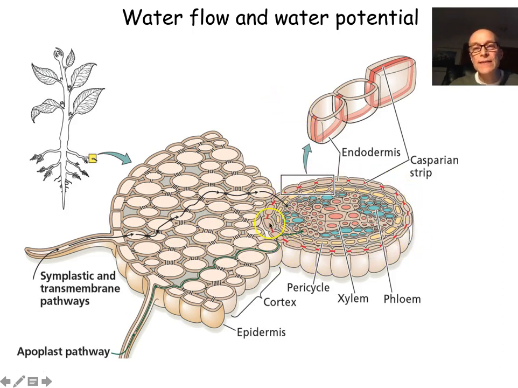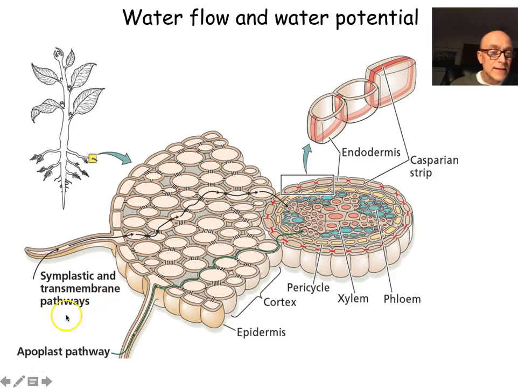It does that at this point here when it enters into the stele through this part of the cell, and the Casparian strip, this waxy layer, prevents that water can just remain in the cell wall. So here it cannot go any further because it's prevented from further movement by this waxy strip, by this Casparian strip. That means it has to go around and has to go through the membrane and enter into the symplasm.